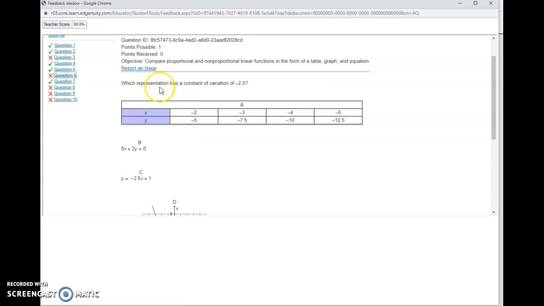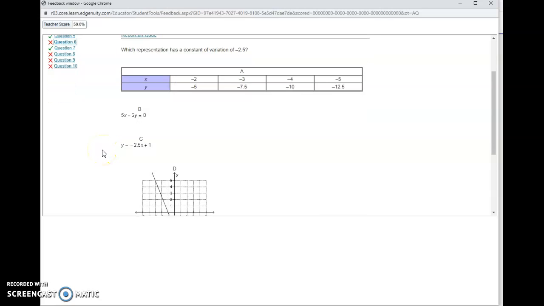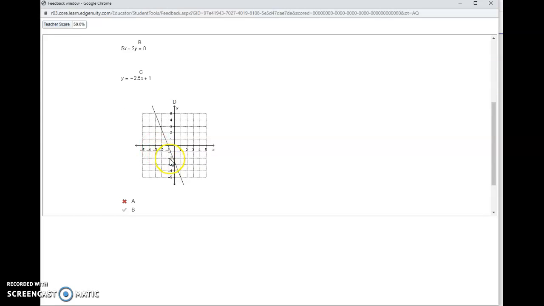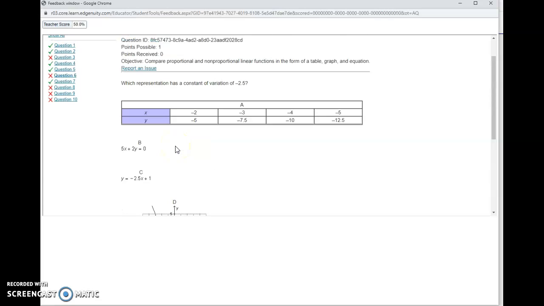Okay, this one, which one has a constant variation of negative 2.5? Okay, remember how I said that proportional needs to go through 0, 0? So I can pretty much eliminate C right now because it has that plus 1 there. So I know it's not going to go through 0, 0. Same thing with D. I can eliminate D because it crosses at negative 2.5, not the 0, 0. So now I'm looking at A or B here.